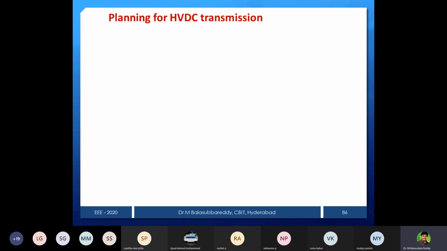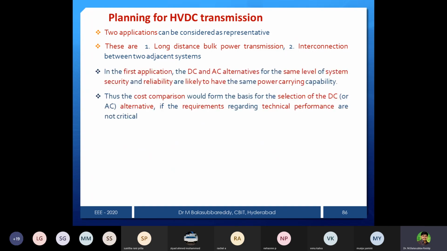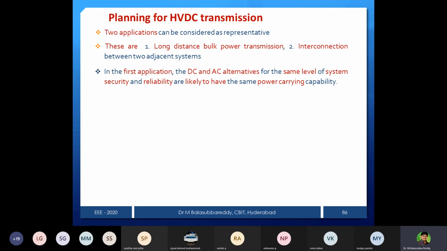And planning for HVDC transmission, two applications can be considered. You can see that long distance and bulk power transmission, this also everybody knows, and interconnection between two adjacent systems. These are the two things we need to consider in planning for HVDC transmission. While you are planning, obviously it is to meet the requirement of your application, that is long distance and bulk power transmission and interconnection between the two systems. Those are the only things we need to use.